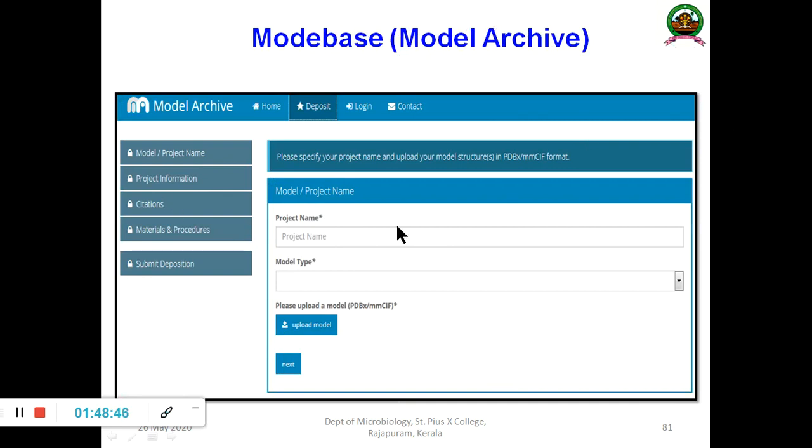Here also you can submit, and this is a little bit more advanced tool. Here also they will check every parameter of the quality of the model. Only if your model quality is very good will they accept it, then host it on their server, and anyone can retrieve it for their use. You can cite it in the manuscript, and you will be able to use it for structure also.